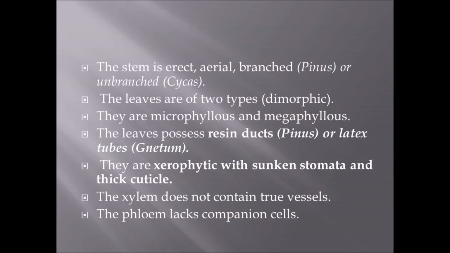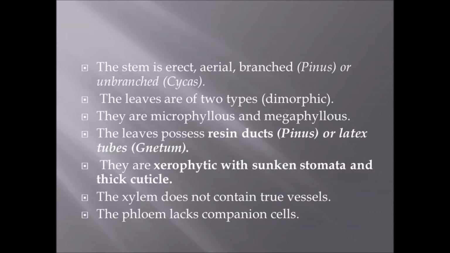So the leaves are of two types. So in one single plant itself, there are two different types of leaves. So they are called as dimorphic. So that is why the term dimorphic is used over here, because they have two different types of leaf. And they are called as microphyllous or megaphyllous.